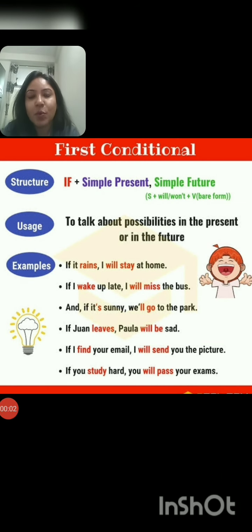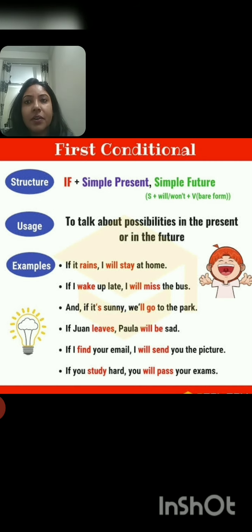Now let's see what is first conditional sentence. A first conditional sentence is a sentence that expresses an idea that might happen at some point in the future. It is something that is possible, but its certainty is unknown because it depends on another event.